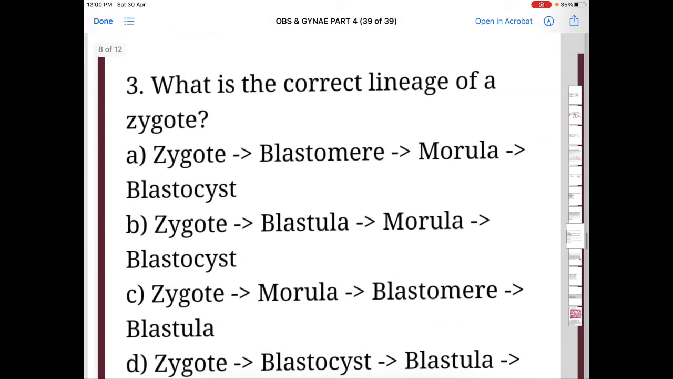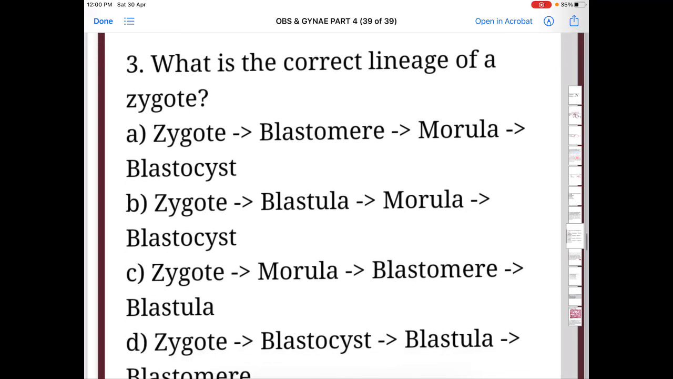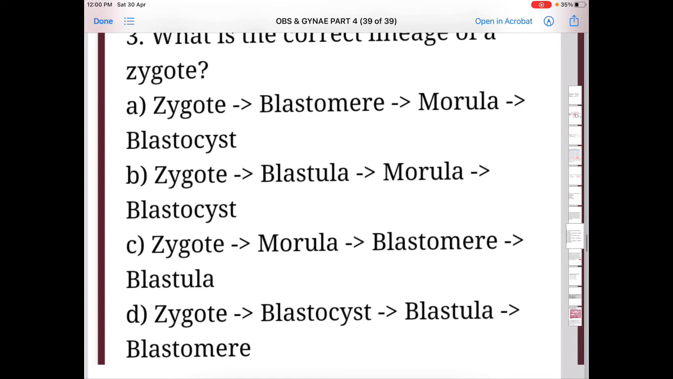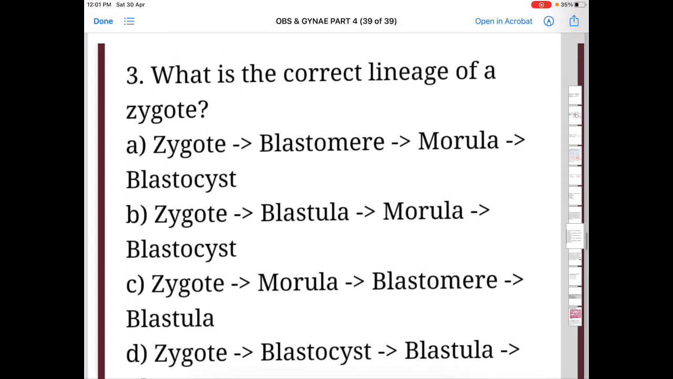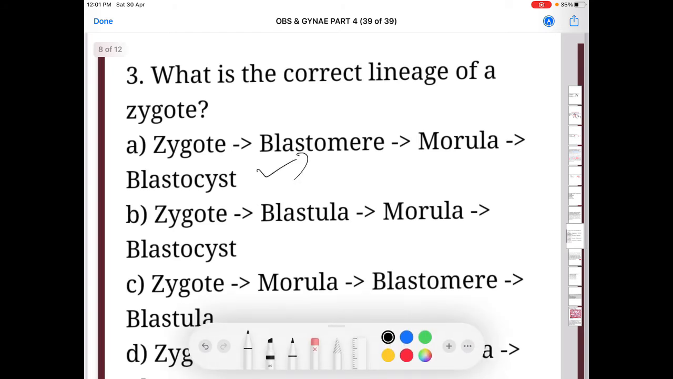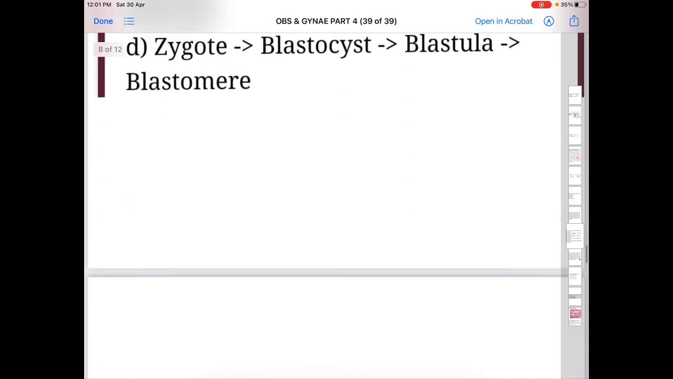Next question. What is the correct lineage of a zygote? Option A, zygote, blastomere, morula, and blastocyst. B, zygote, blastula, morula, and blastocyst. C, zygote, morula, blastomere, blastocyst. D, zygote, blastocyst, blastula, and blastomere. The correct answer here is A. Zygote, blastomere, then morula, and then blastocyst.